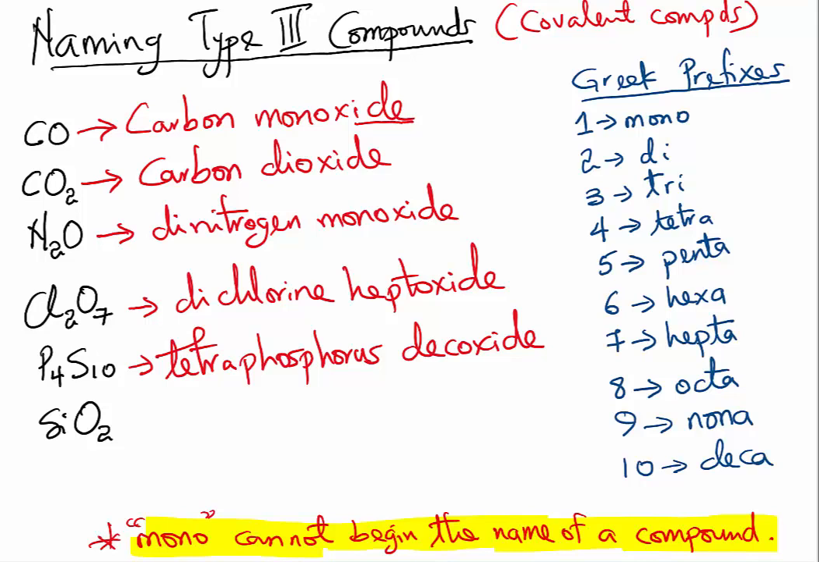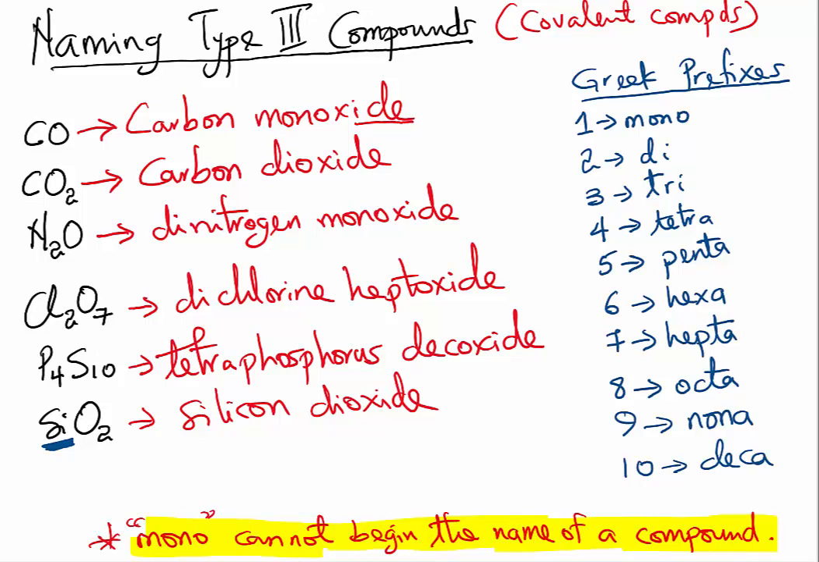And in the last one here, we have 1 silicon, but we cannot call it monosilicon. And be very careful with this one because silicon is actually a semi-metal. But we name semi-metal compounds as type 3 compounds. So this should be silicon dioxide.